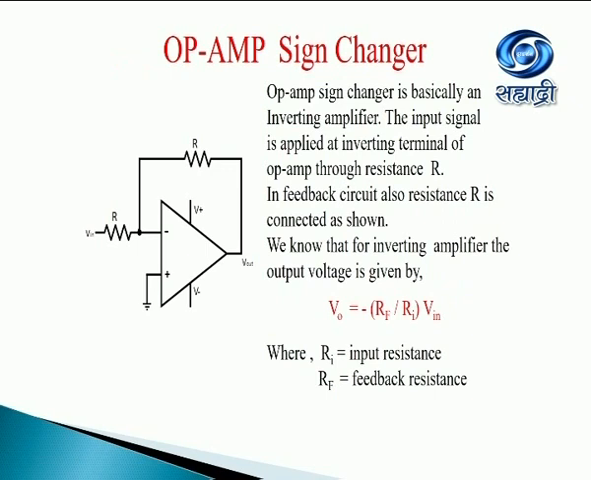Op-amp sign changer. An op-amp sign changer is basically an inverting amplifier. The input signal is applied at the inverting terminal of the op-amp through resistance R. In the feedback circuit, resistance R is also connected as shown. As we know, for an inverting amplifier, the output voltage is given by Vout is equal to minus Rf upon Ri into Vin, where Ri is the input resistance and Rf is the feedback resistance.